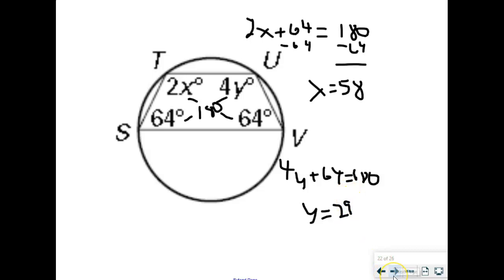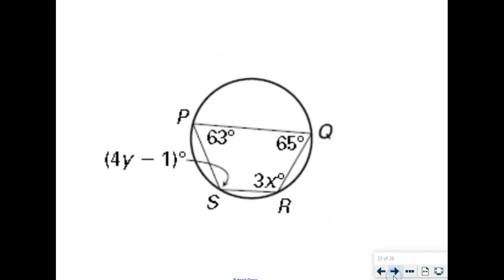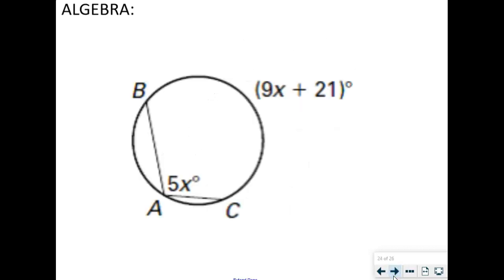Also, real easy problem. I'm going to go ahead and skip over this one. It's basically the same thing. If y'all want to work it, you can. But let's go on to our algebra.